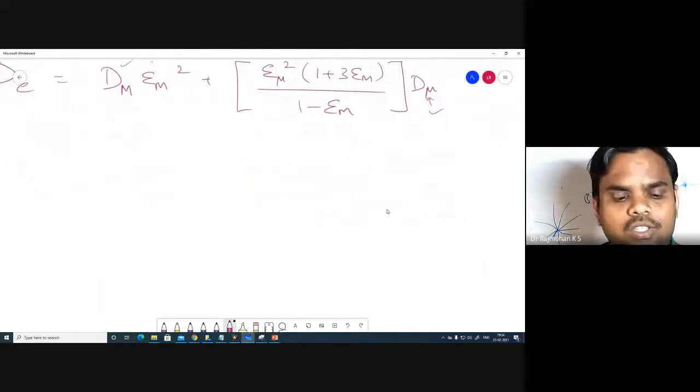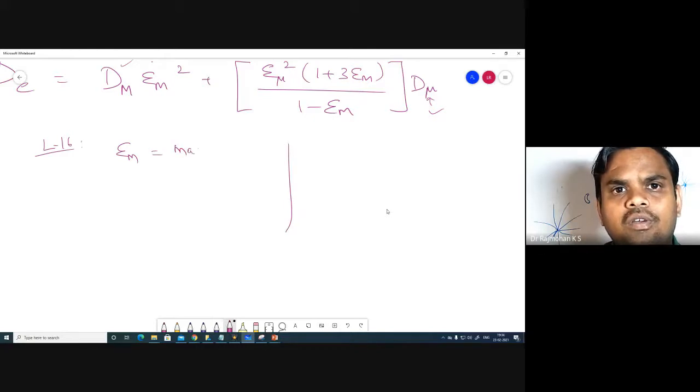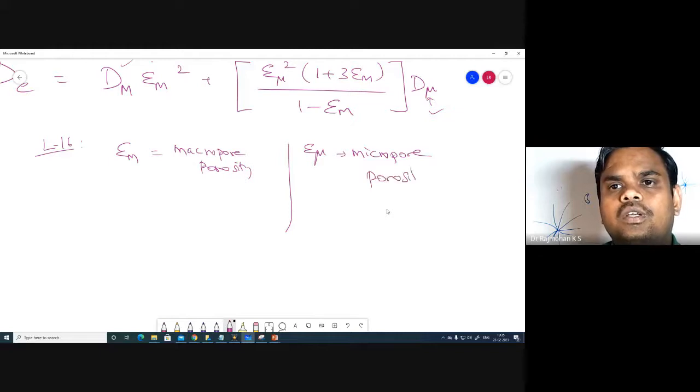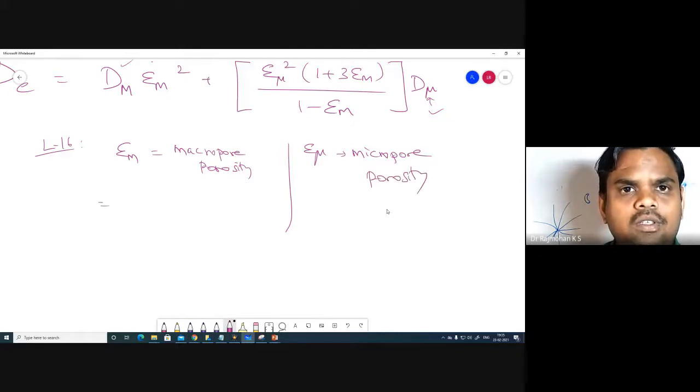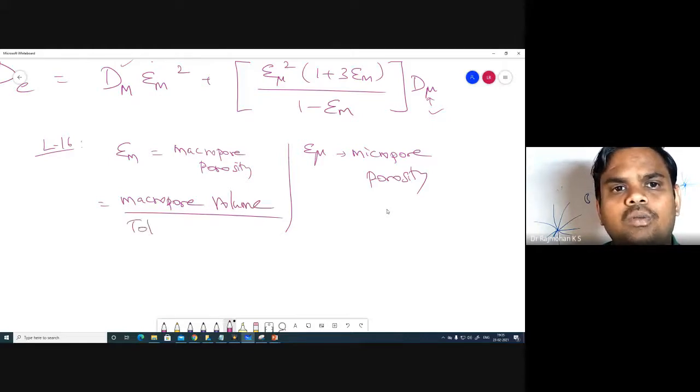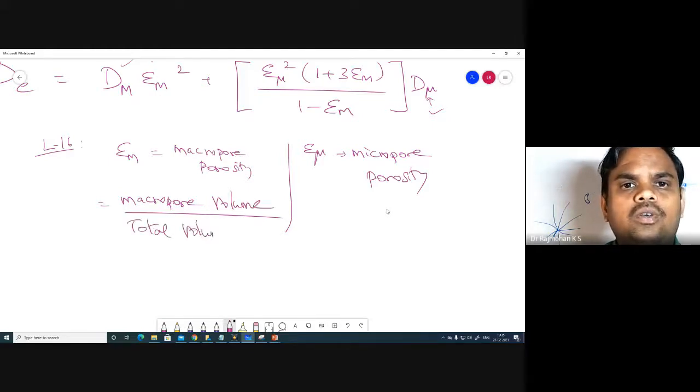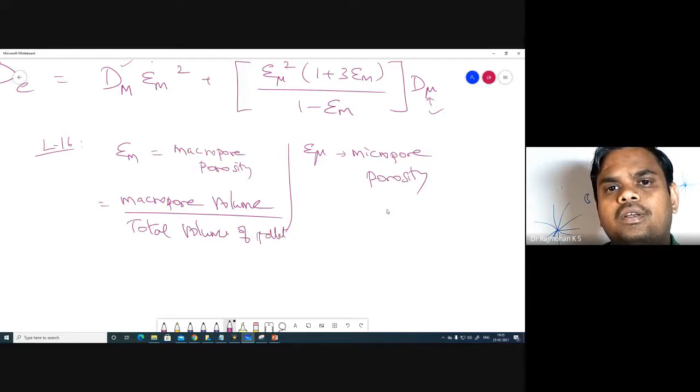What is epsilon m and epsilon mu? Porosity of macropores and porosity of micropores. Please refer to lecture 16, where we have defined porosity in detail. So epsilon m is for macropores, and dm is the effective diffusivity of the macropore. Epsilon mu is the micropore porosity. How to calculate? Macropore volume divided by total volume of the pellet. All the data are given in the question, so please refer to the question and substitute the values.